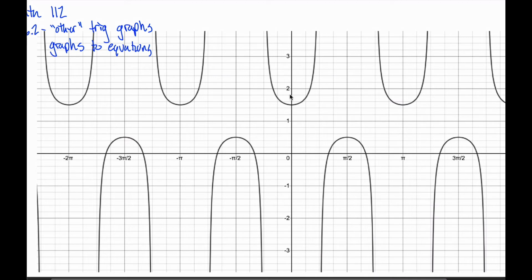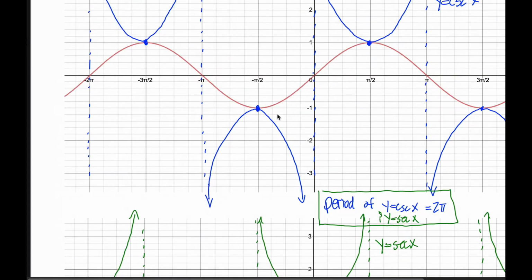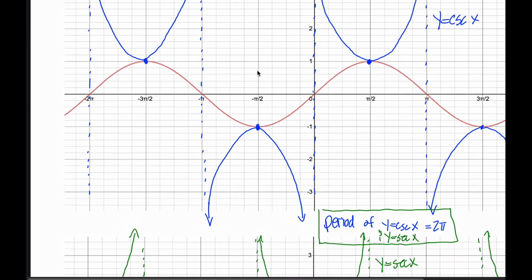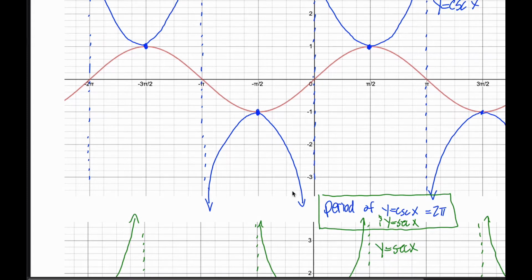For example, if you had this graph in black right here, you might be able to look at it and immediately recognize that it's either secant or cosecant. Remember that secant is what we saw here in green, and cosecant is what we saw up here in blue. Those were the two that had the right side up and upside down U's that were created, loosely speaking, from either the sine or the cosine graph.